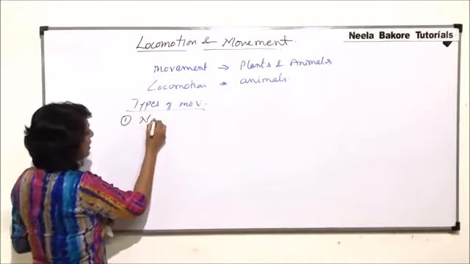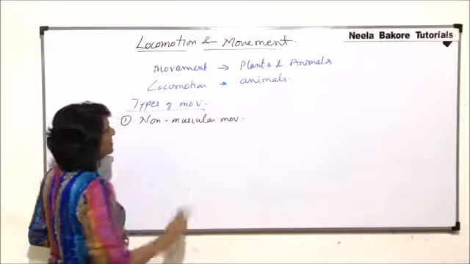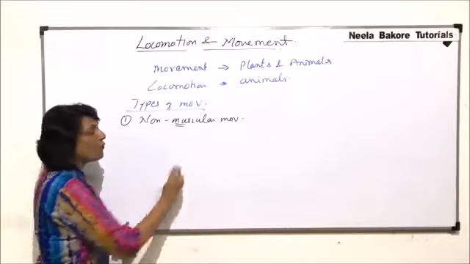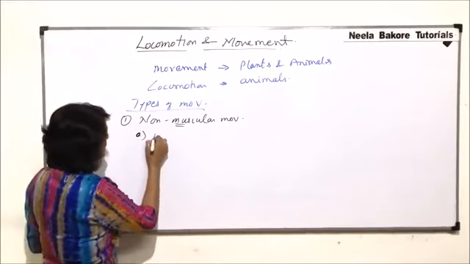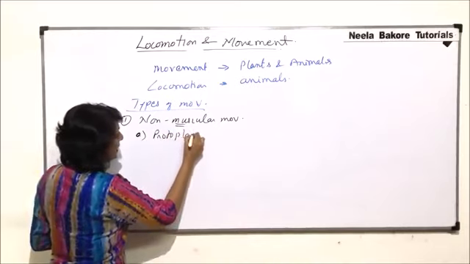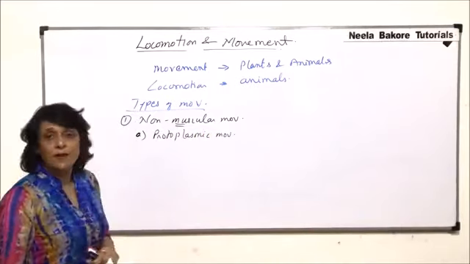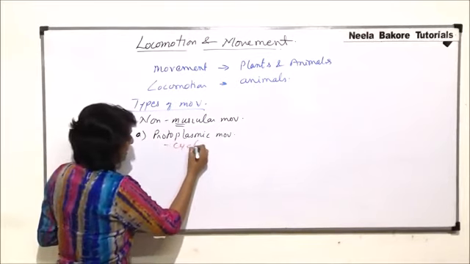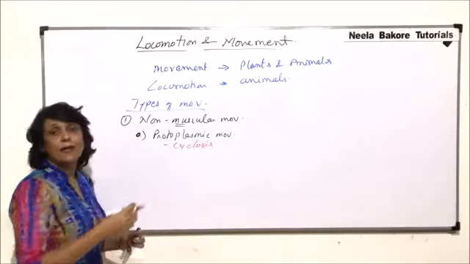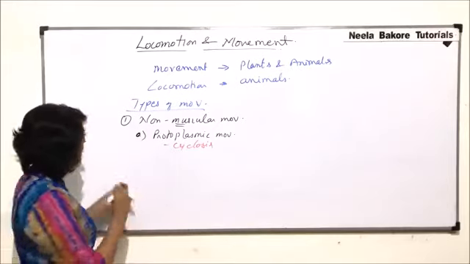First is non-muscular movement. As the name tells us, non-muscular means there is no involvement of muscles. In this, we will take examples like protoplasmic movement. When the cytoplasm is moving in a circular form, which we also call cyclosis. So this is only the cytoplasmic streaming which is taking place for proper distribution of substances.